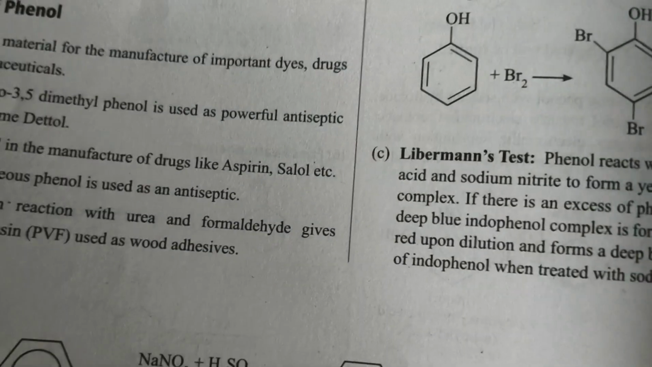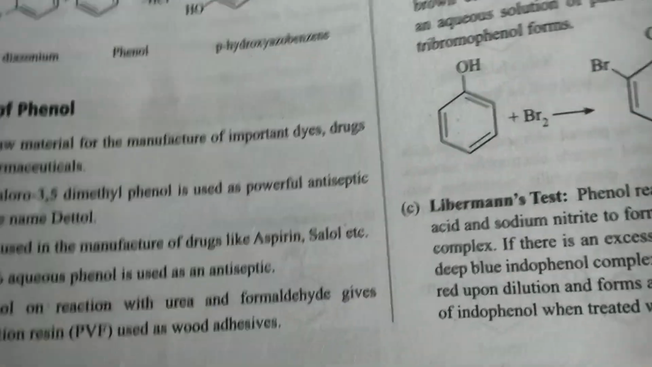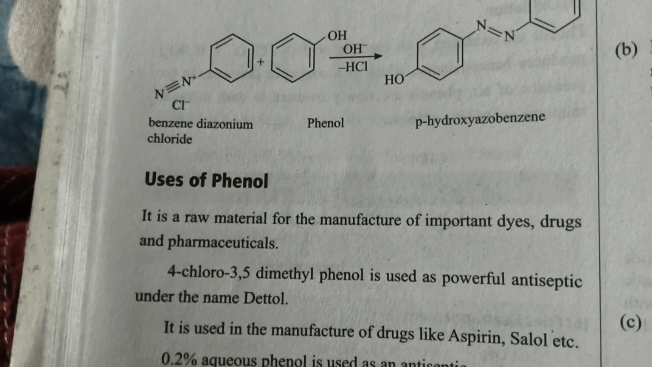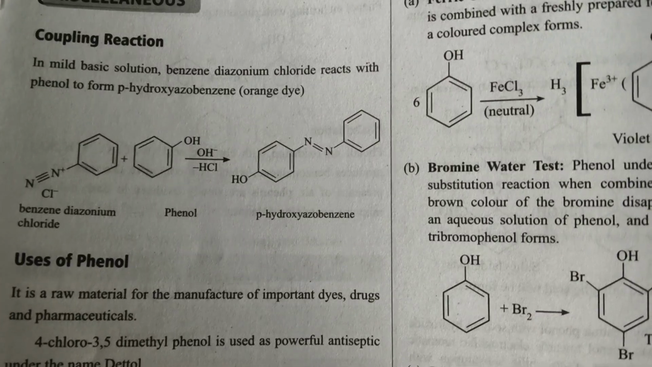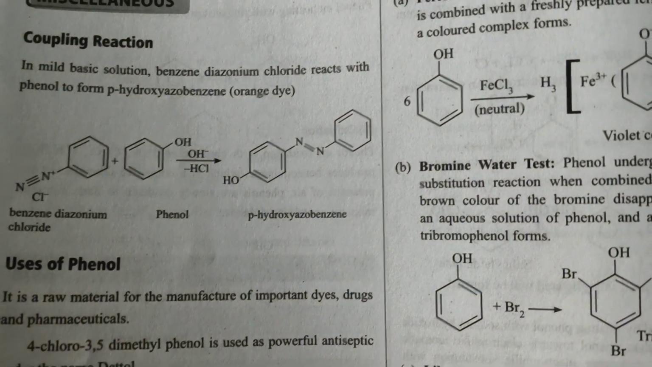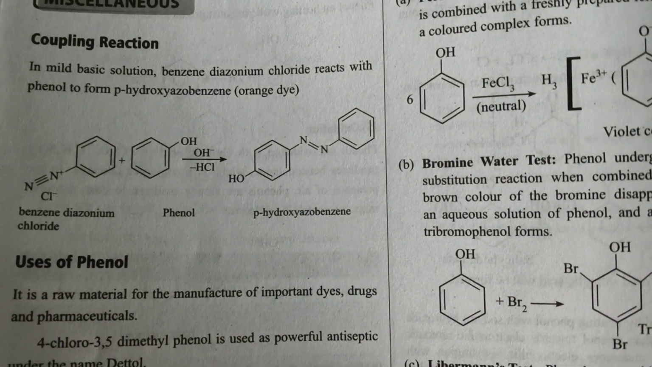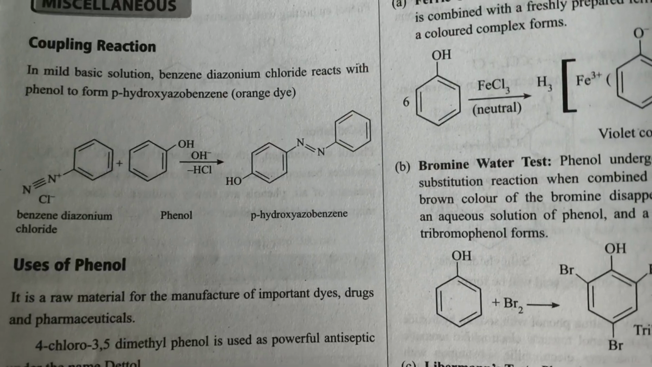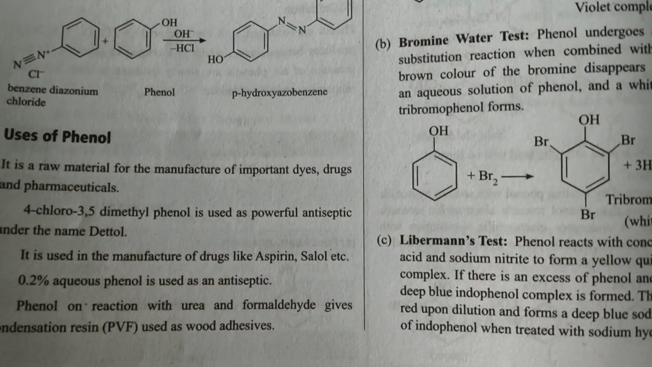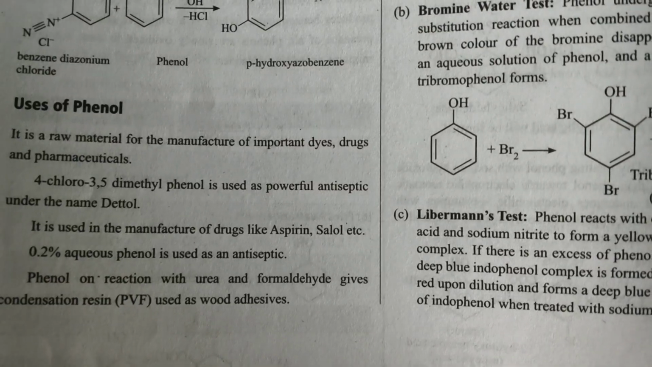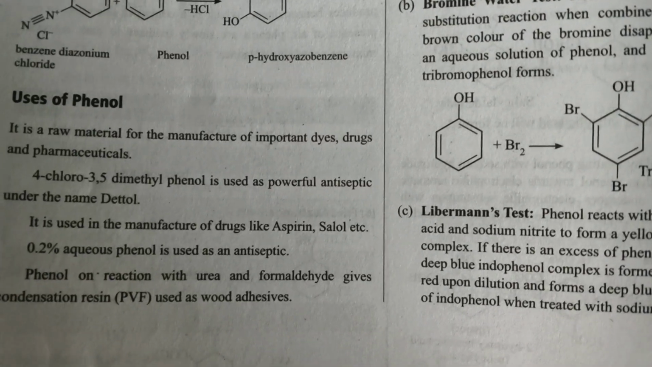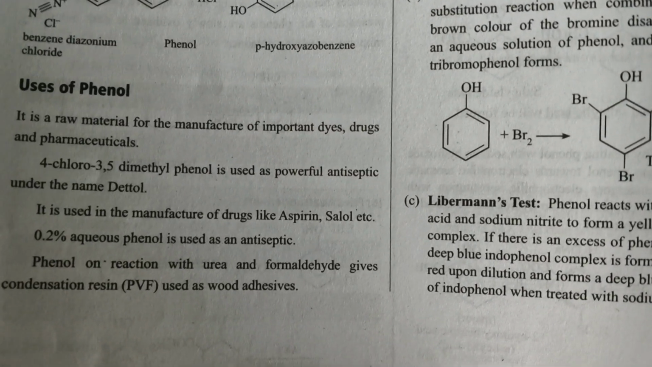Then we start miscellaneous. Coupling reaction: in mild basic medium, benzene diazonium chloride reacts with phenol to form para-hydroxyazobenzene. Use of phenol: it is a raw material for the manufacture of important dyes, drugs, and pharmaceuticals.